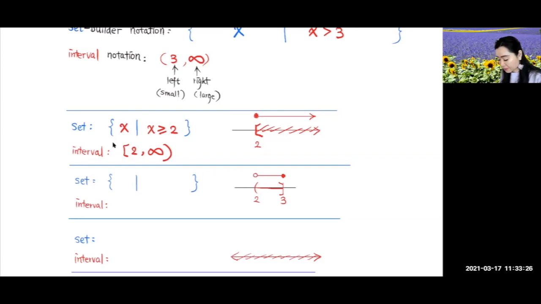This one here represents all those numbers that are between 2 and 3, not including 2, including 3. So it's like an open gap here and a solid dot here, okay? So 2 is not included, but 3 is included.